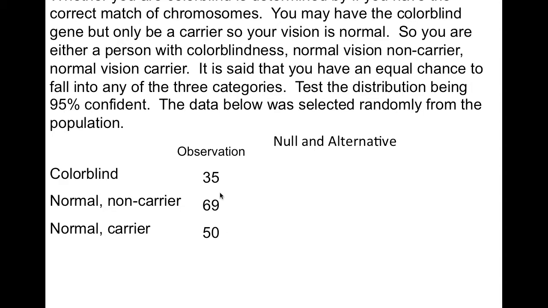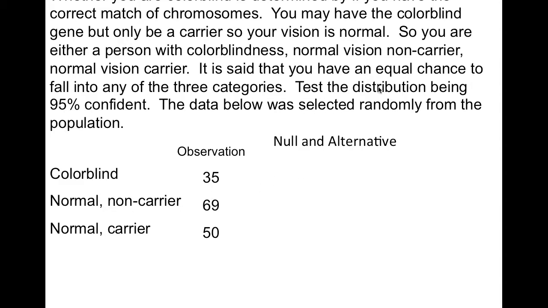Now you might be able to see that maybe color blindness is the one that's off. It's the furthest away from the other two, or the lowest one. Also, you can see the normal non-carrier is the highest. So there's a pretty big difference there between the lowest and the highest. But we have to run the test to make sure.